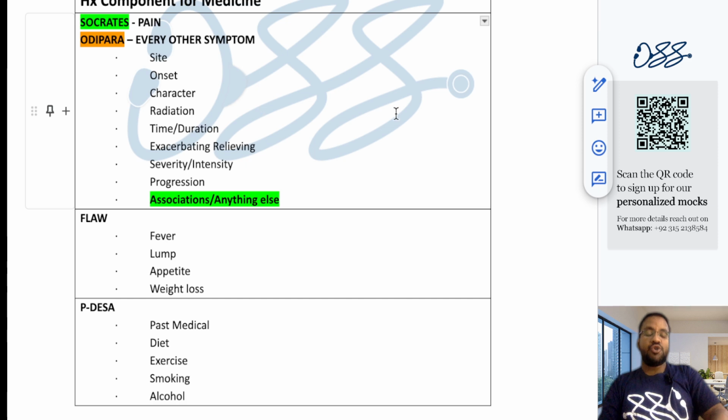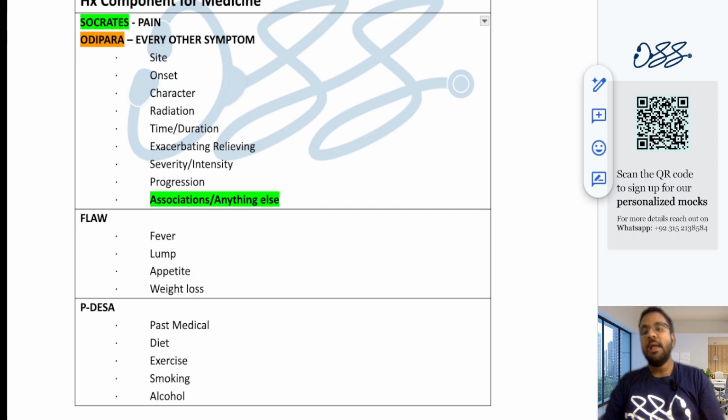Okay, so SOCRATES and OPQRSTA. These are the two things that you need to remember for the very first layer. It depends on the type of symptom that you are encountering in the exam, and that is something that will help you in exploring the symptom.